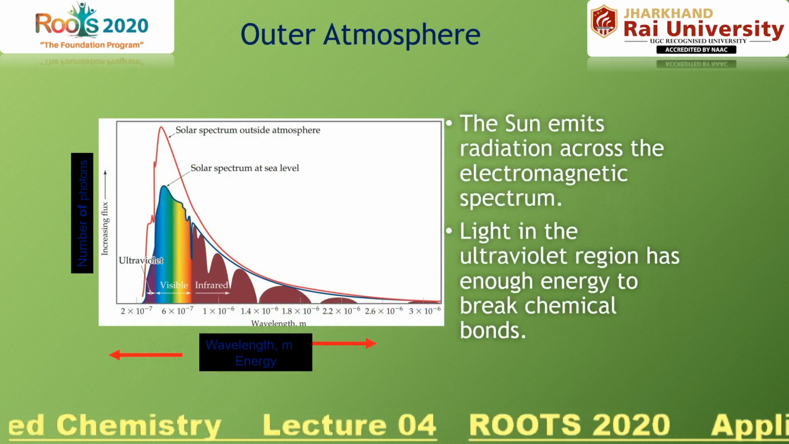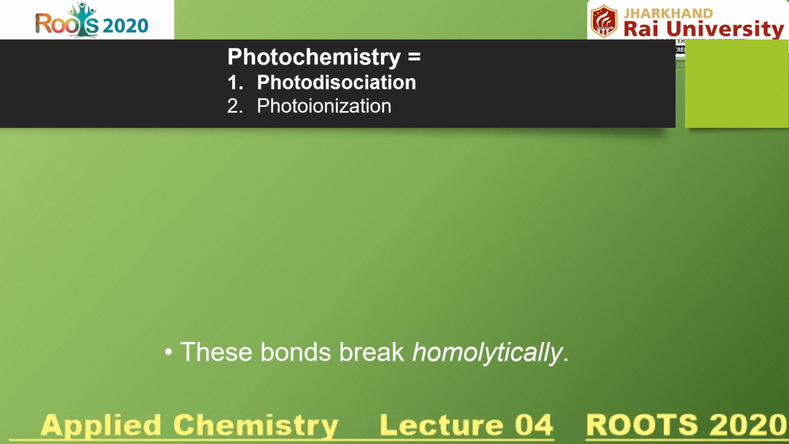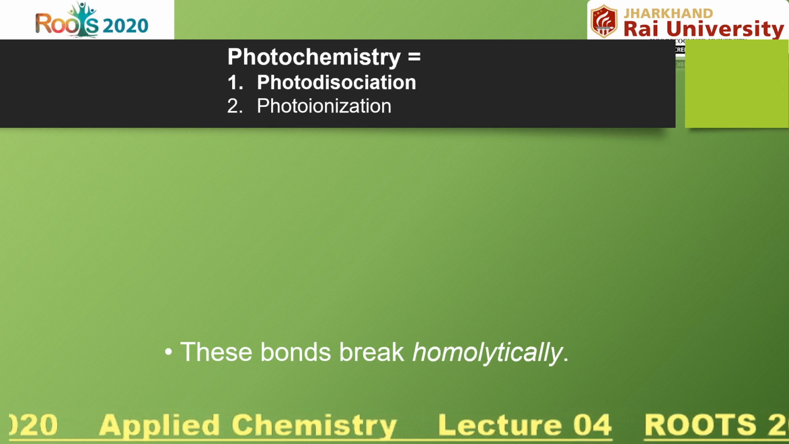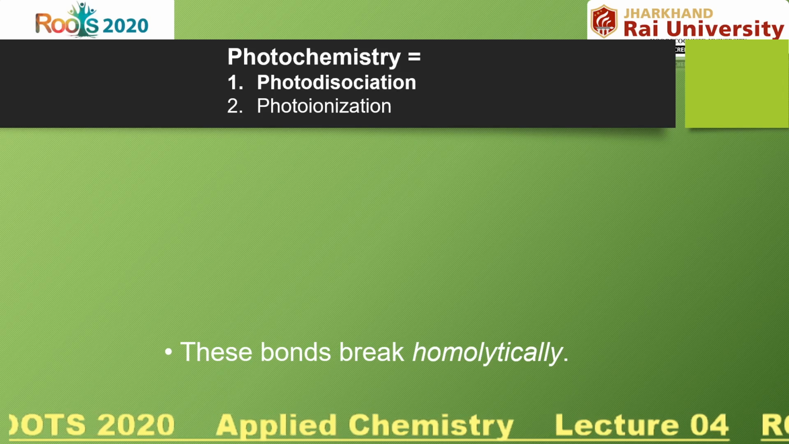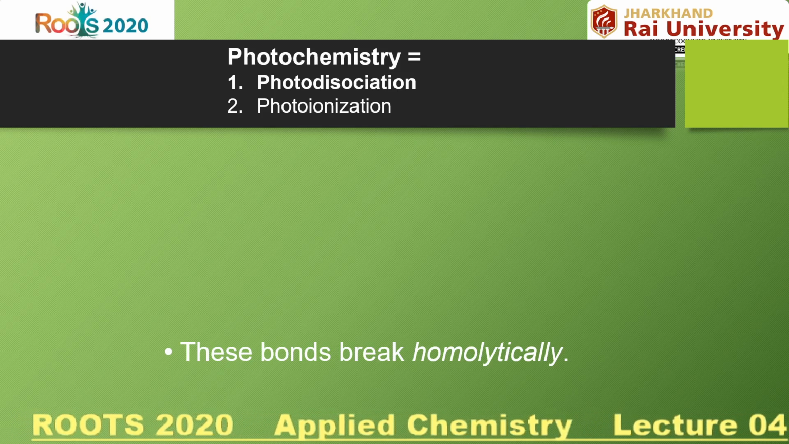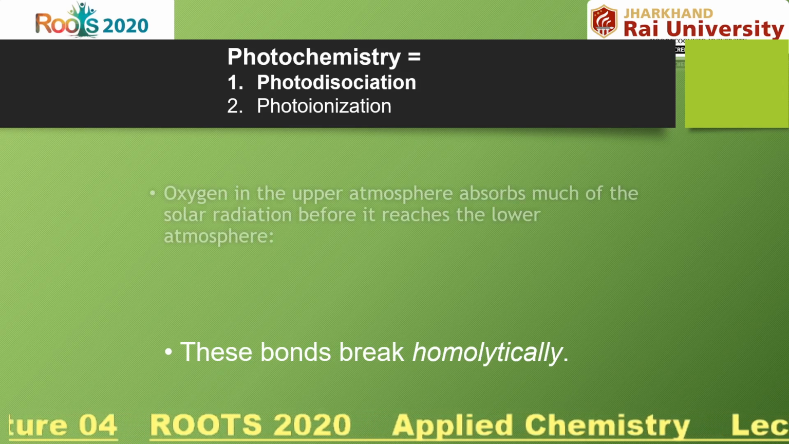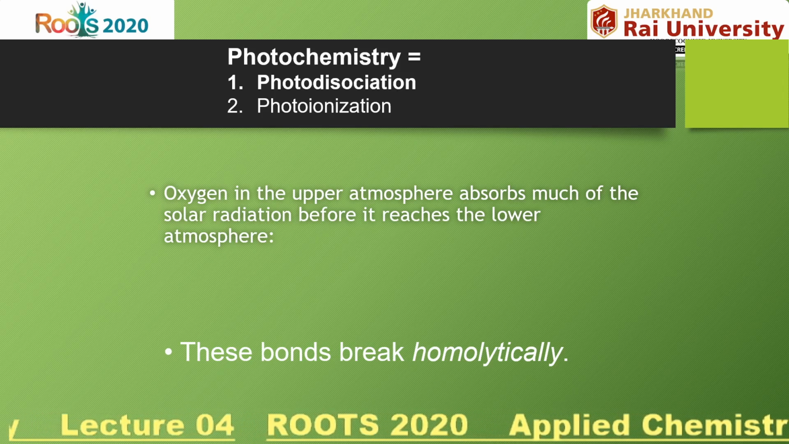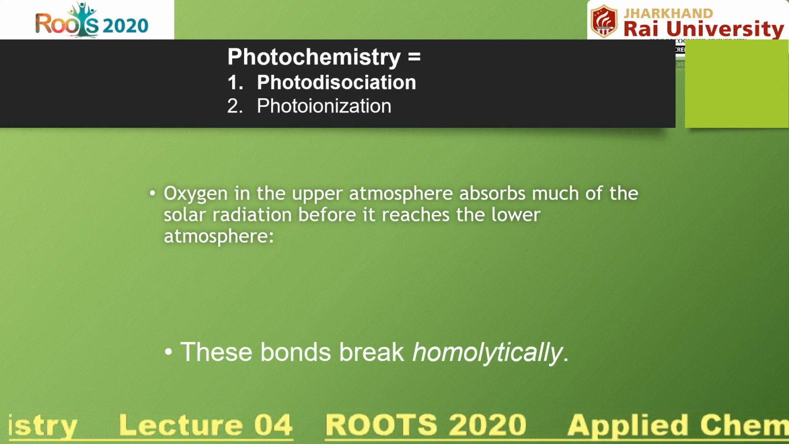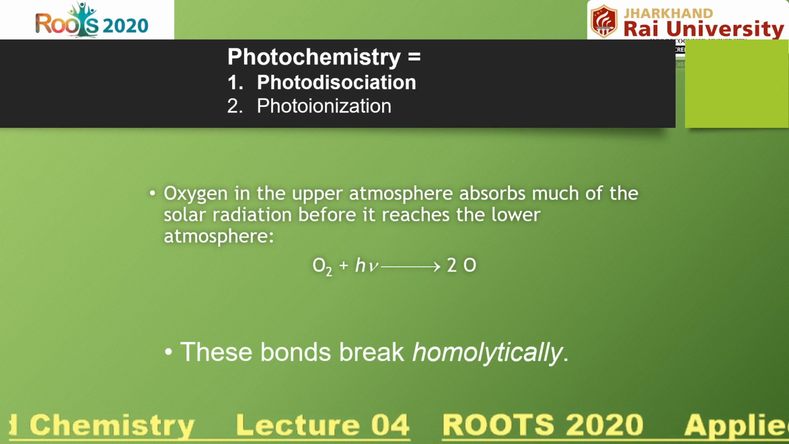So the sun is the main source of solar energy and food energy, and supplies the food chain. Then photochemistry is actually the combination of photodissociation and photoionization. Oxygen in the upper atmosphere absorbs much of the solar radiation before it reaches the lower atmosphere, and actually it can split into two.